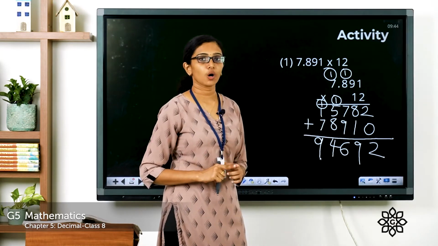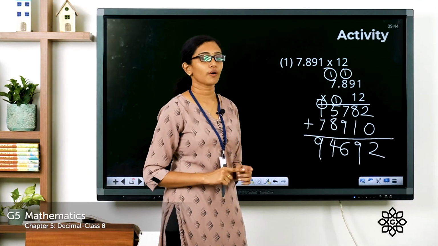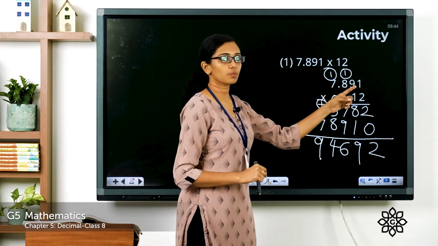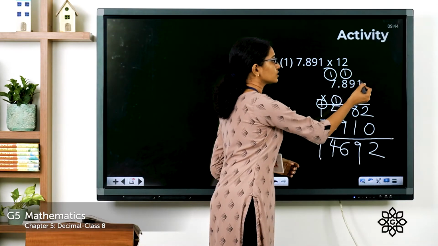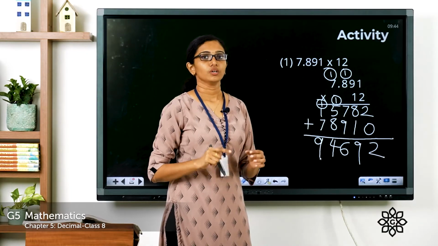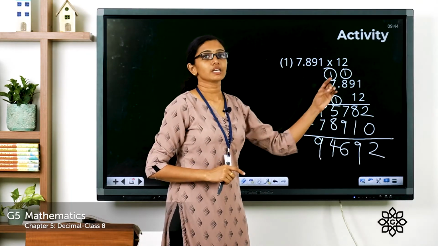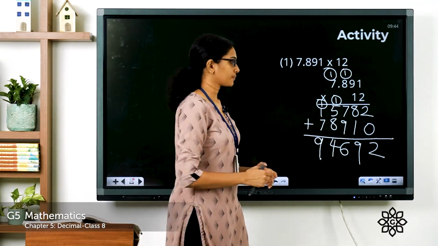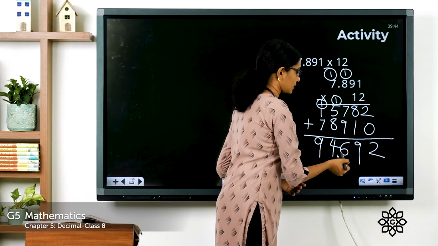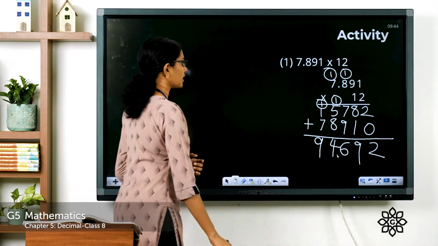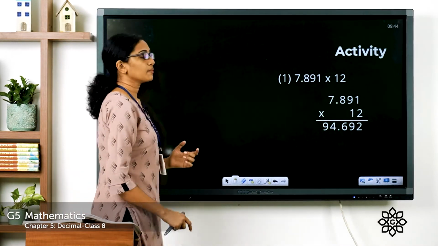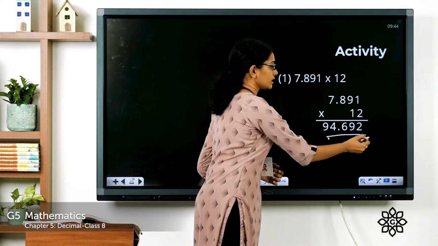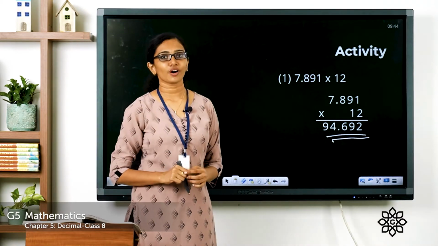For that, let's count the number of digits after the decimal point in the given decimal number. So we are given the decimal number 7.891 and there are 1, 2, 3 digits after the decimal point. So let's count 3 places from right to the left in the product obtained. So 1, 2, 3. Put the decimal point here. So what is the product? The answer to this question, 7.891 into 12 is equal to 94.692. I hope you got the answer correct.